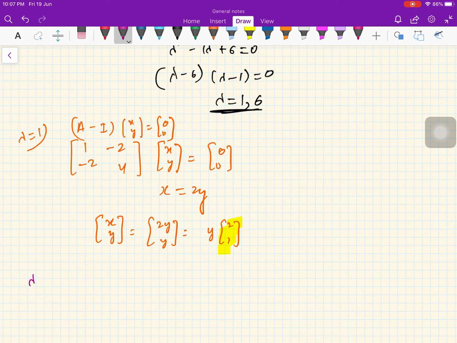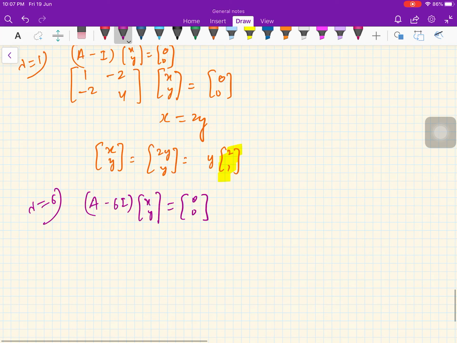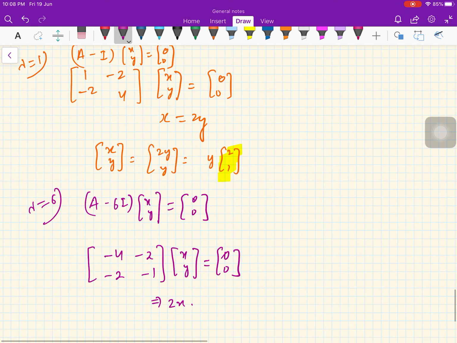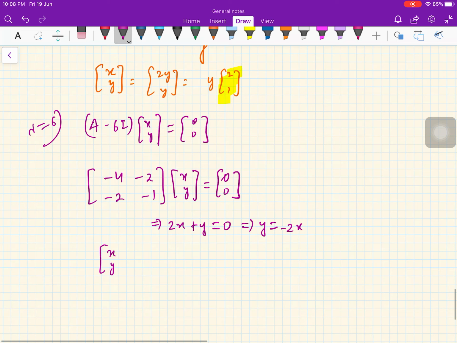Now the other eigenvector, for lambda equal to 6, will be (A minus 6I)(x, y) is equal to (0, 0). Here if you do so, you'll get the matrix [minus 4 minus 2; minus 2 minus 1] times (x, y) is equal to (0, 0). So here you'll get 2x plus y is equal to 0, that is y is equal to minus 2x. So your eigenvector looks like (x, y) is equal to (x, minus 2x). So that is x into (1, minus 2). So this is another eigenvector.